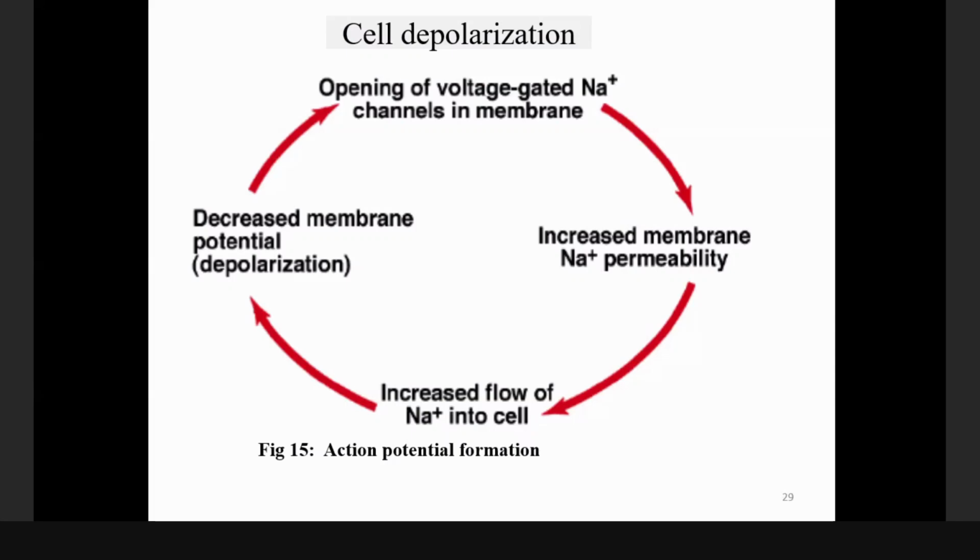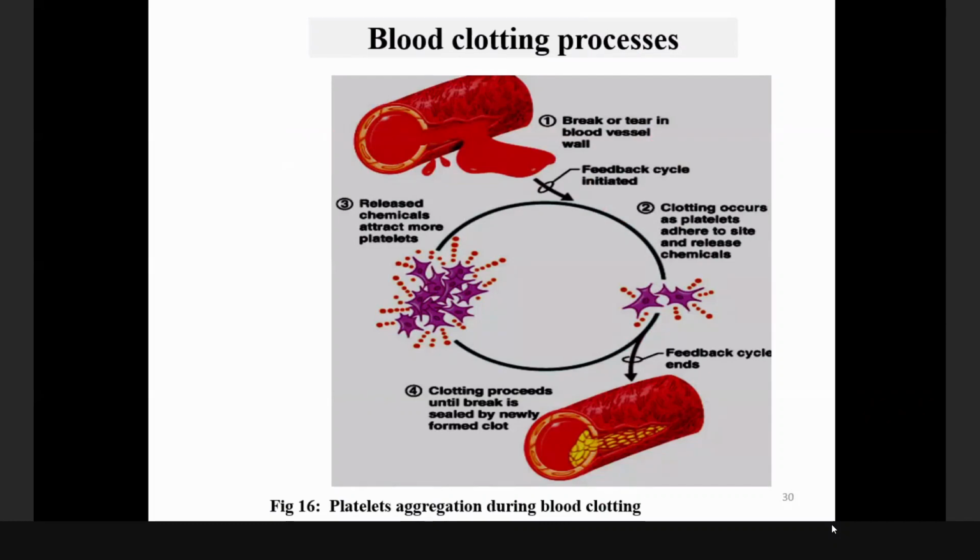And once that depolarization is started, or once a single sodium enters into the cell, more sodium ions are going to enter into the cell. So the inside becomes more and more positive. That's called the depolarization process through a positive feedback homeostasis control system. Again, another advantage of the positive feedback homeostasis control system. The other is the blood clotting process.